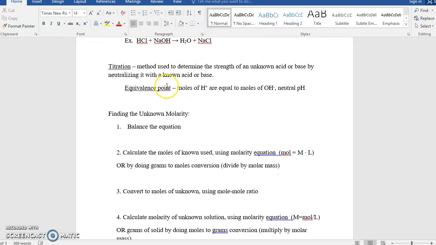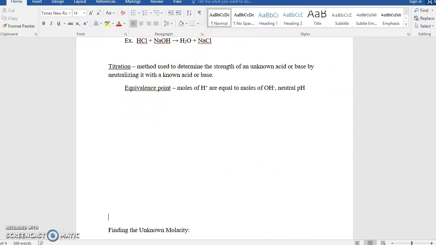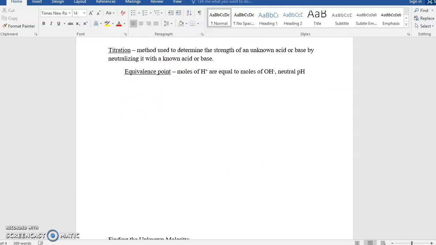Okay, so how can we apply this? If you have a liquid that you know is an acid or a base, but you don't know how strong it is, you can neutralize it using a known acid or base and use that to figure out the strength of the unknown. This is called titration. It's a method used to determine the strength of an unknown acid or base by neutralizing it with a known acid or base. You neutralize it until the two liquids mix at the equivalence point, where the moles of hydrogen ions are equal to the moles of hydroxide ions.